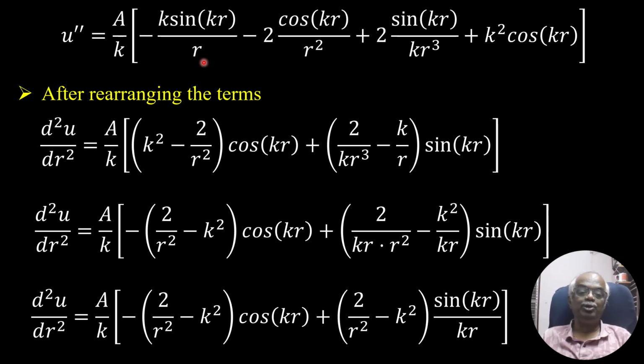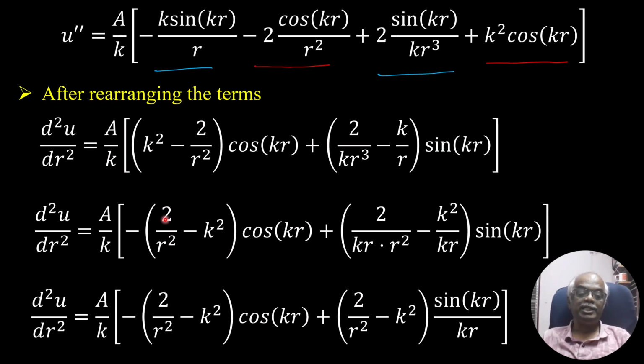So we got this second order differential equation. Now what I'm going to do is group the cosine terms and sine terms separately. These two are the cosine terms. Here you can see k squared minus 2 over r squared, with cos kr common. Then you take the sine terms, this one and this one. So the positive term is here, 2 over kr cube minus k over r, times sin kr.